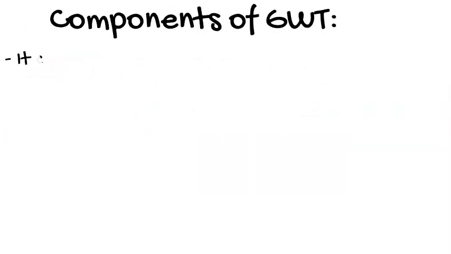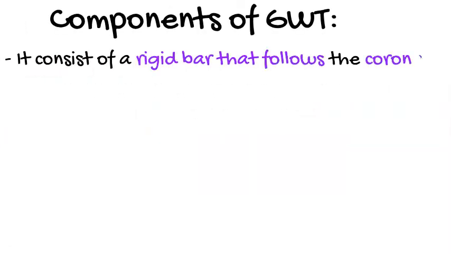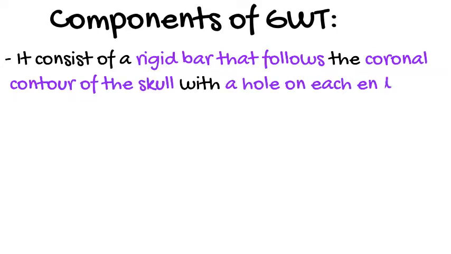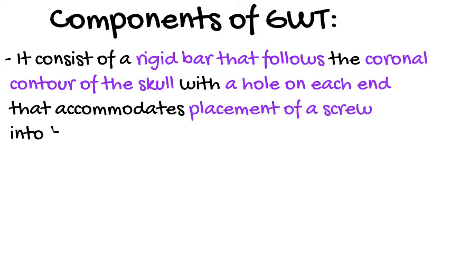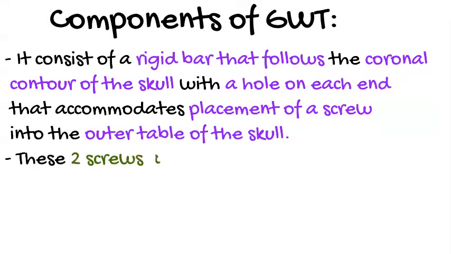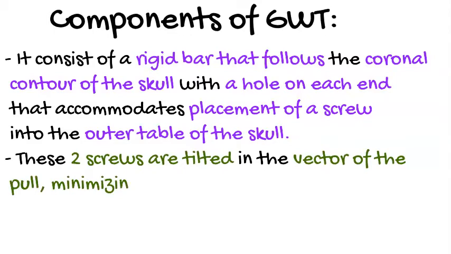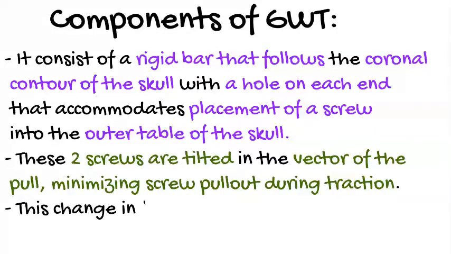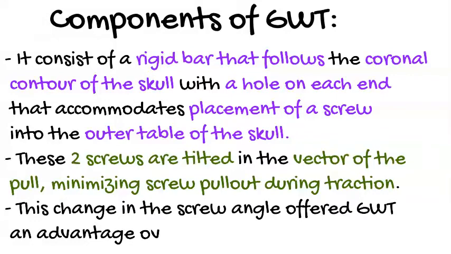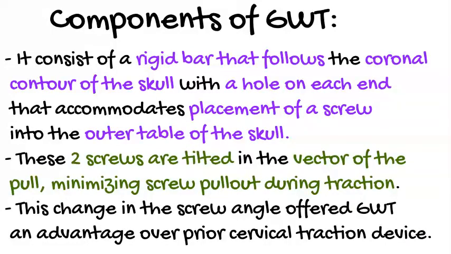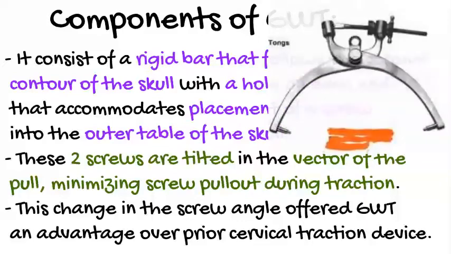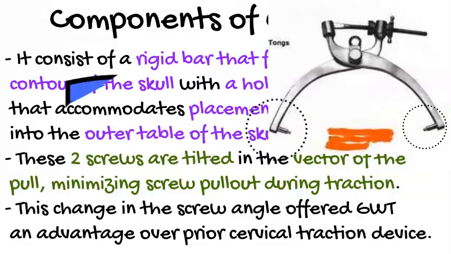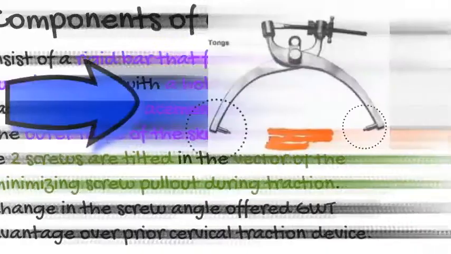What are the components of Gardner-Wells tongs? It consists of a rigid bar that follows a coronal contour of the skull with a hole on each end that accommodates placement of a screw into the outer table of the skull. These two screws are tilted in the vector of the pull, minimizing screw pull-out during the traction. This change in the screw angle offered Gardner-Wells tongs an advantage over prior cervical traction devices.